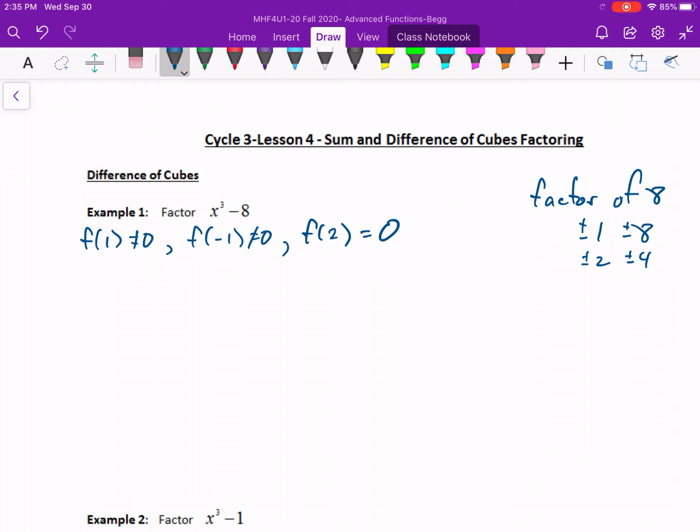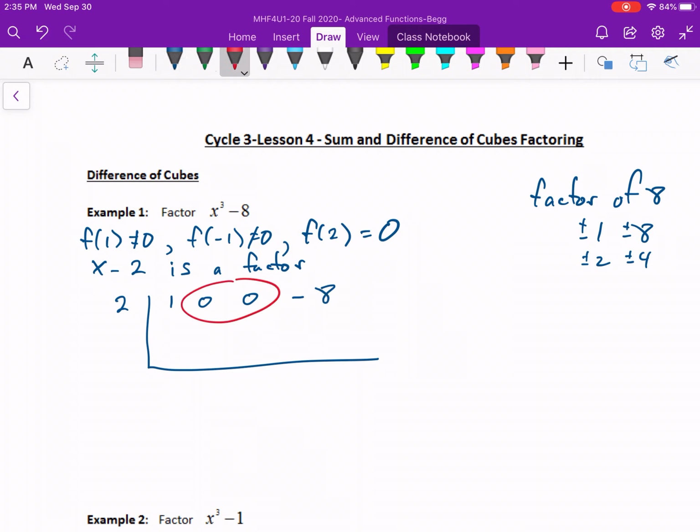So that means that x minus 2 is a factor, right? We know that. X minus 2 is a factor, and therefore if we try synthetic division, this is a situation where we can use synthetic division. We'd set it up like this. We'd go 2, and then inside the box we'd have 1, 0, 0, negative 8. Remember, these two zeros are placeholders for the x squared term and the x term that aren't there.